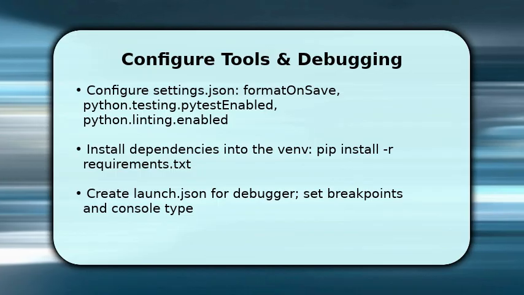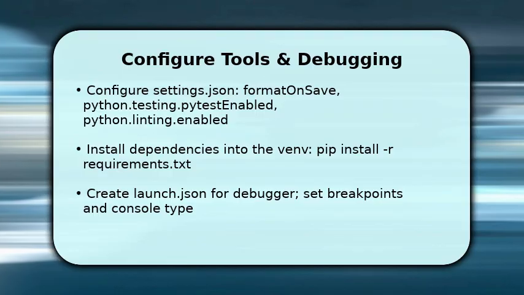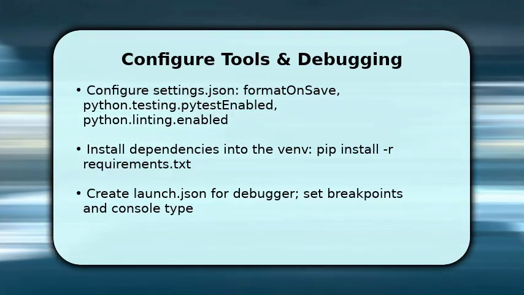After that, create a launch.json via the Run view, add a Python debug configuration, set breakpoints, and use the integrated console. This yields reproducible runs and fast debugging.